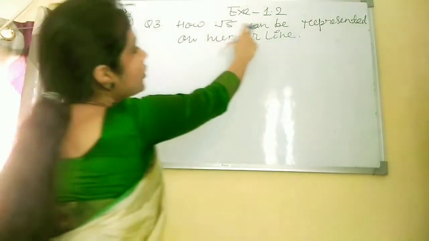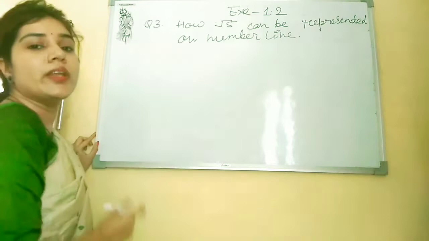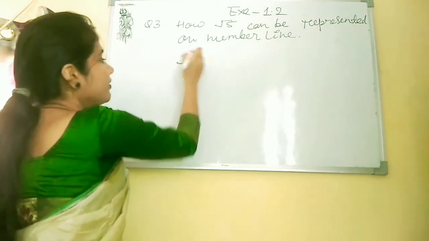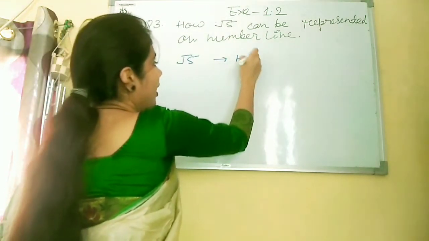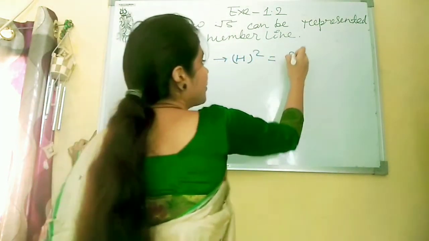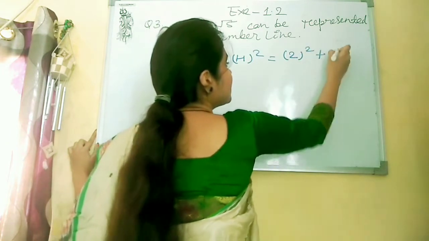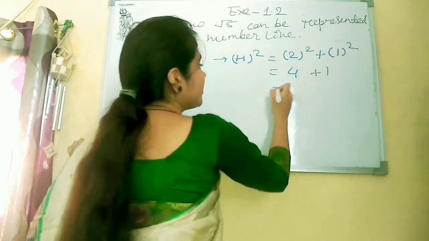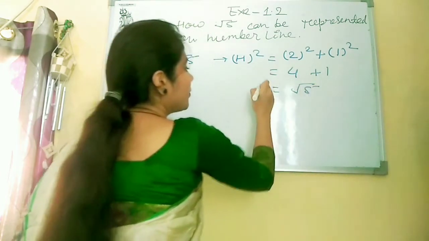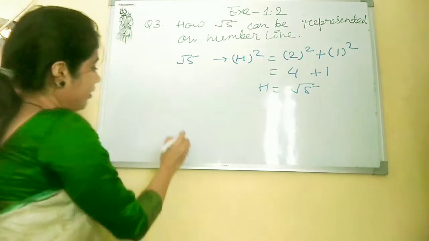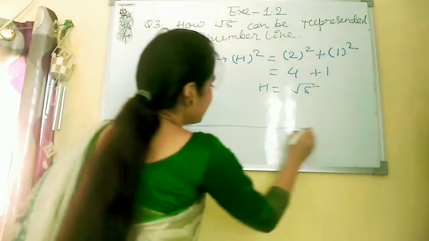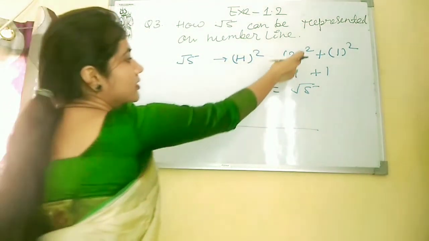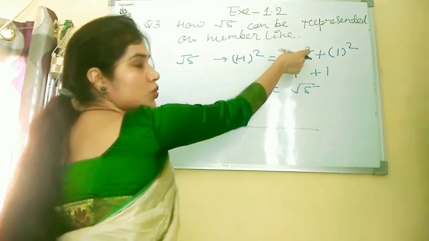Next question. How can root 5 be represented on the number line? Through the Pythagoras theorem, we will break root 5. Hypotenuse square equals 2 square plus 1 square. What will we get? 4 plus 1, which means root 5. Now we will draw a number line, mark the origin 0, and the base measurement is 2.